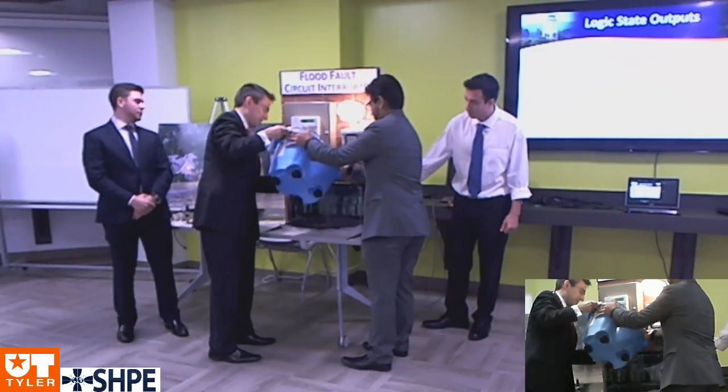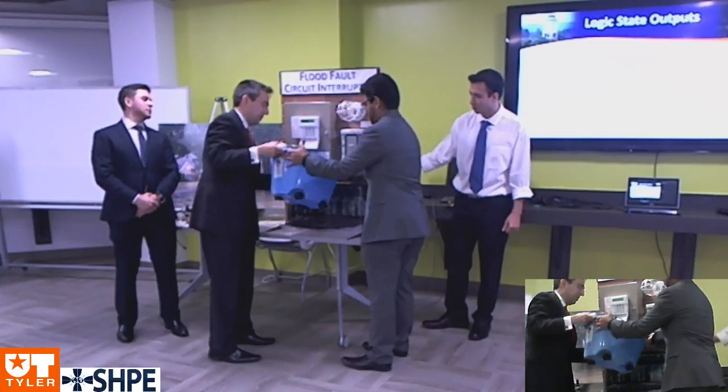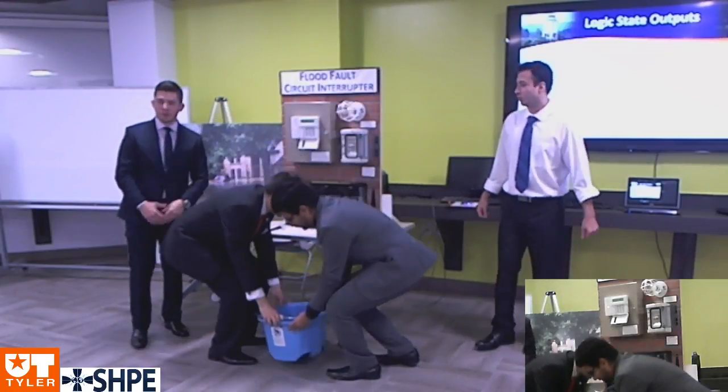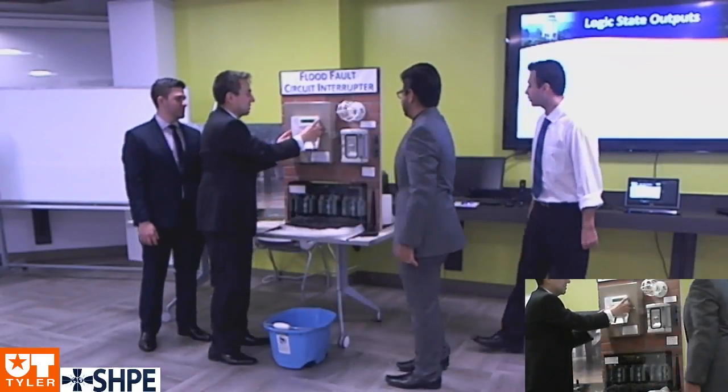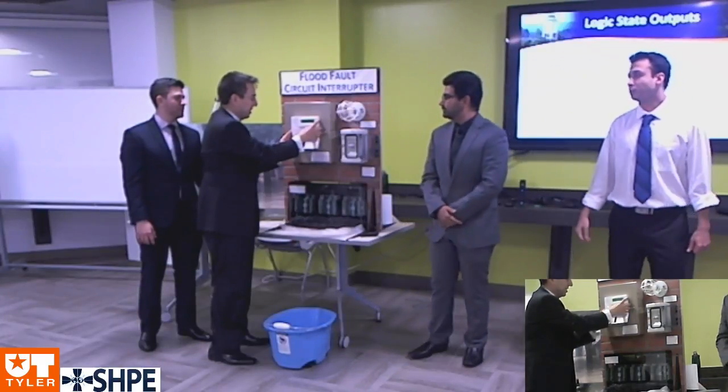So that was a warn. We just need one more to the fault. There it is. Cut the power. All right. And that is the flood fault circuit interrupter.